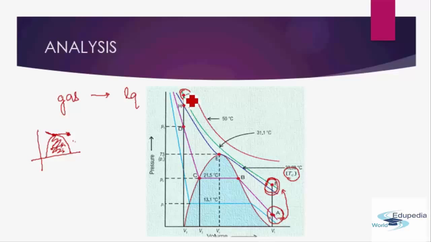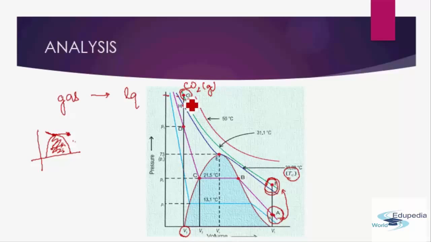Now I know that I am at point G, where the volume value is V1 and the pressure value is a very high value. And here CO2 is present completely in gaseous form and not in liquid form.